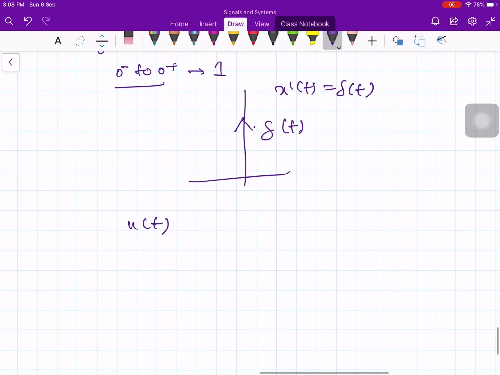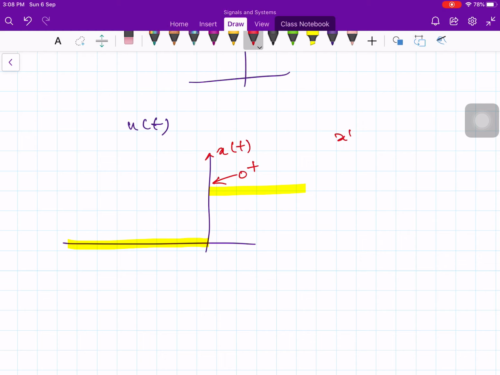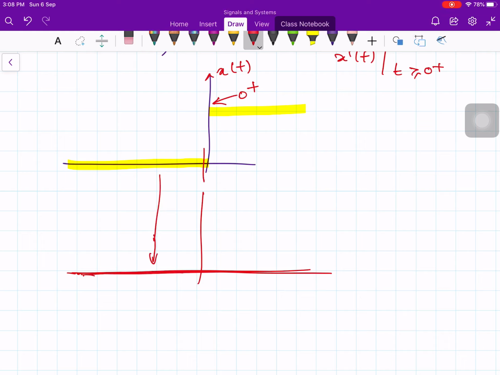Now on the other hand, if you consider the derivative only from 0 plus onwards, suppose this is my x of t, and I would like to find out x dash of t starting from t greater than or equal to 0 plus, then what will happen? Then it will be a constant line, there is no change. Up to this point it is constant, so 0, and from 0 minus to 0 plus there is a jump that we don't want, but from 0 plus onwards again it is constant.